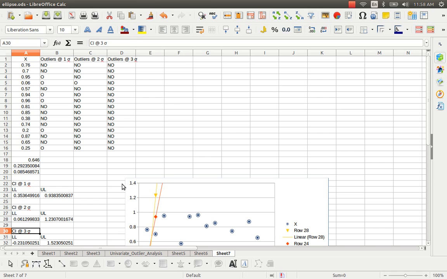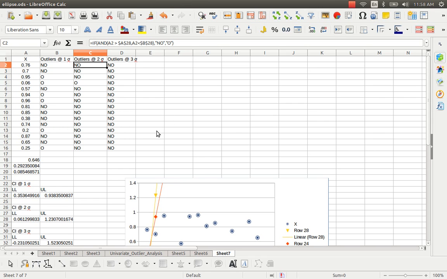and later I explained how to identify the outliers with the help of an if statement combined with another function called AND, and this procedure will result in how many outliers we have. We can simply count the number of outliers at 1 standard deviation and 2 standard deviations.